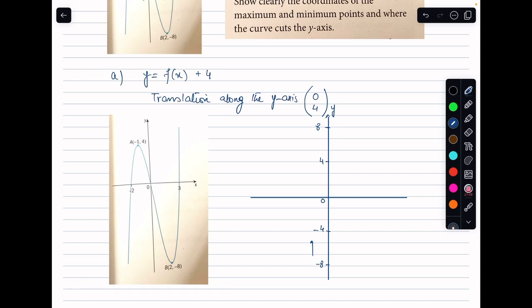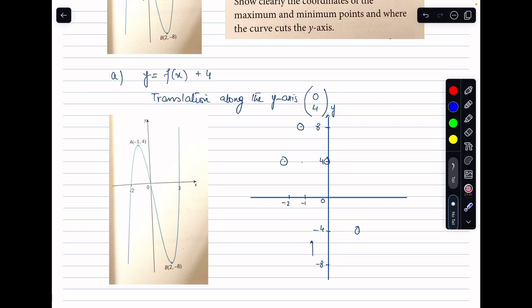Then the shape of the graph. It was (-1, 4), and now this should move to (-1, 8). (0, 0) should move to (0, 4). Point B, which was (2, -8), should move to (2, -4).